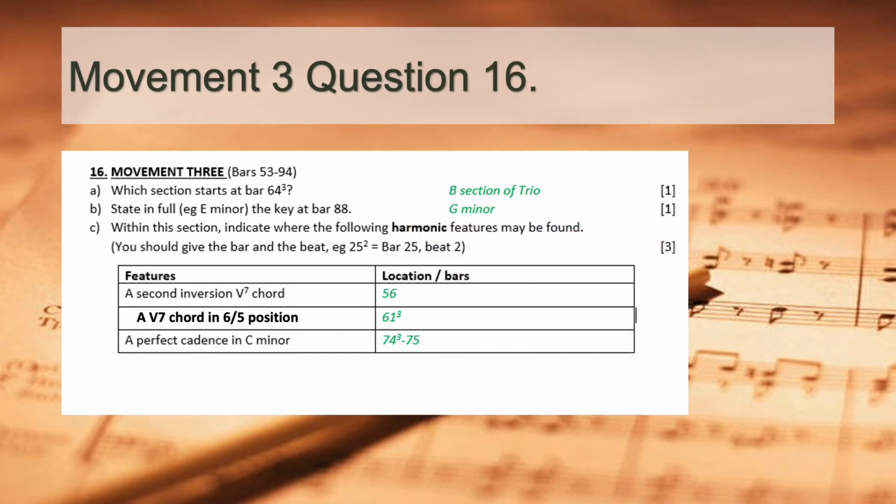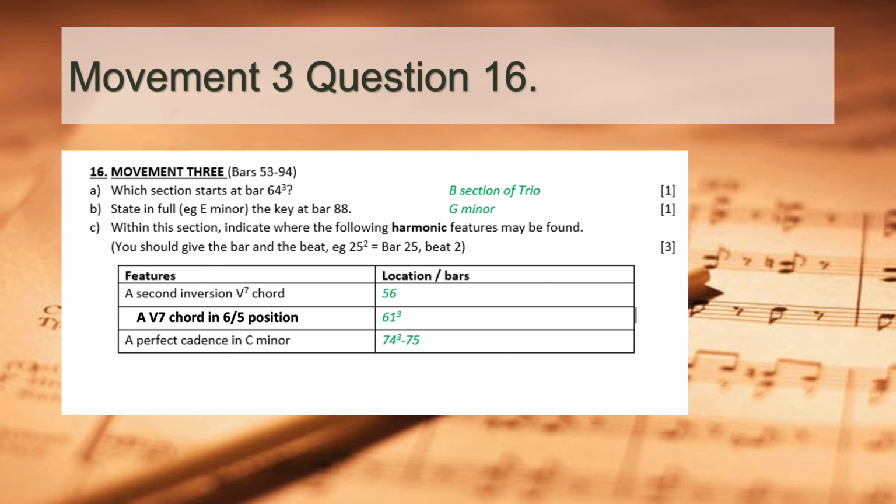Okay, so these are our answers. So going back to the first one, which section starts at bar 64.3? So it was the B section of the trio. State in full the key at bar 88. That was the hilarious bar that only had F sharps in it, but we had our B flat and E flat in the key signature. So we knew that our F sharp were the sharp and seventh of G minor, which is the relative minor, so that makes sense.